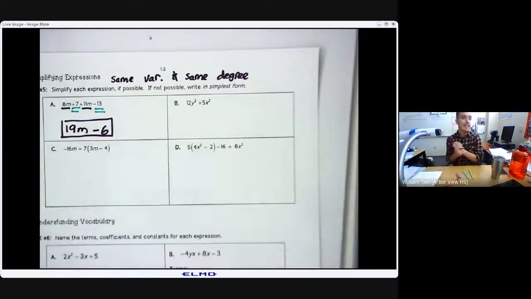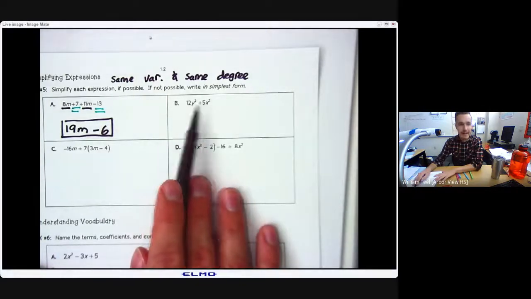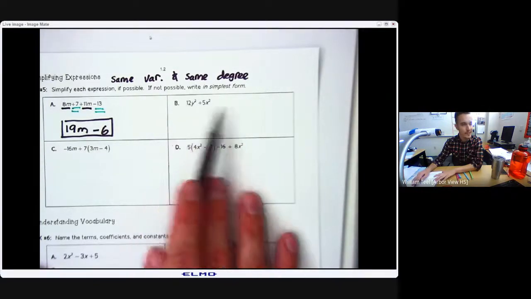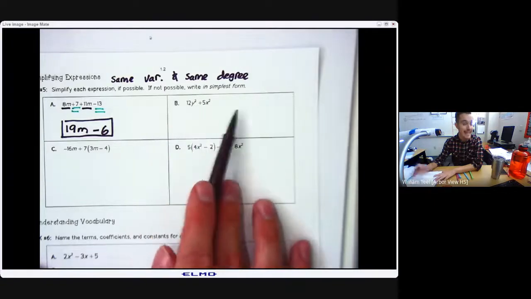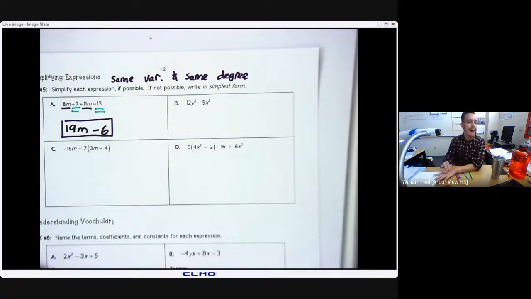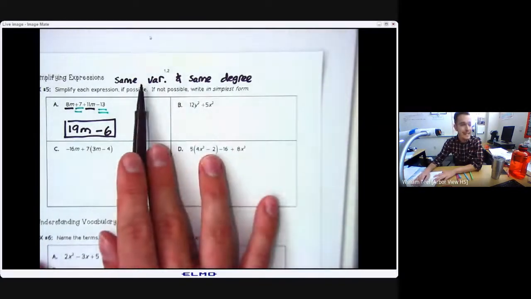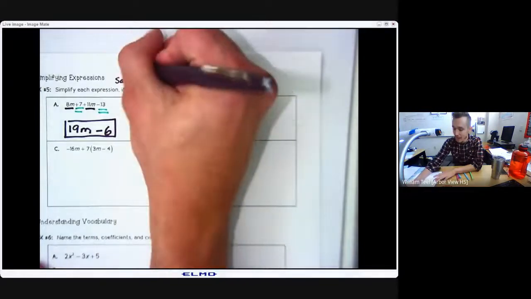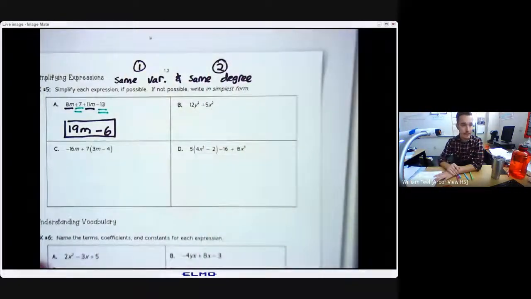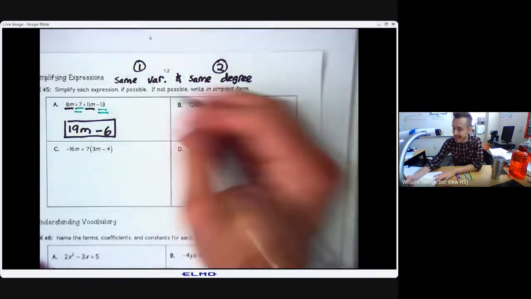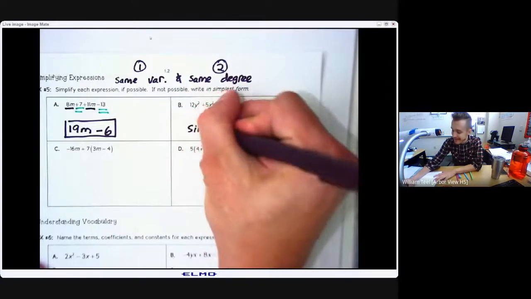All right, part B, 12y squared plus 5x squared. Oof, can I do anything with this one? 12y squared and 5x squared, these two terms do not have the same variable, and they do not have the same degree. The variables themselves do have the same degree, but you can't combine them as they don't meet condition number 1. Condition number 1 was failed, okay? So since I can't combine these, I'm going to say that this is in simplest form.